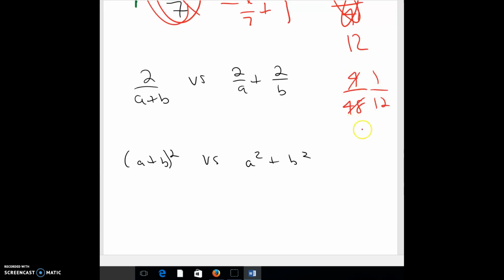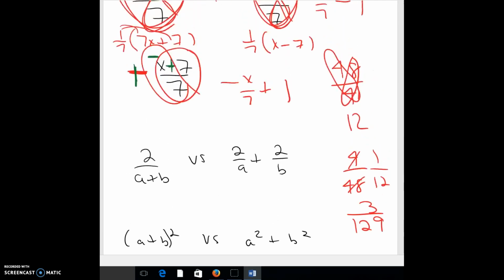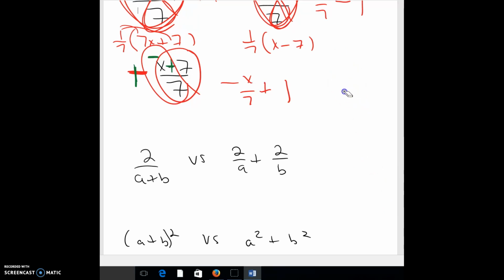But if you have, say, like a 3 divided by 129 or something like that, you'd have to do long division or something like that. So, just know when you're reducing like this with algebra stuff, you need the top. All right, let's look at the next two.